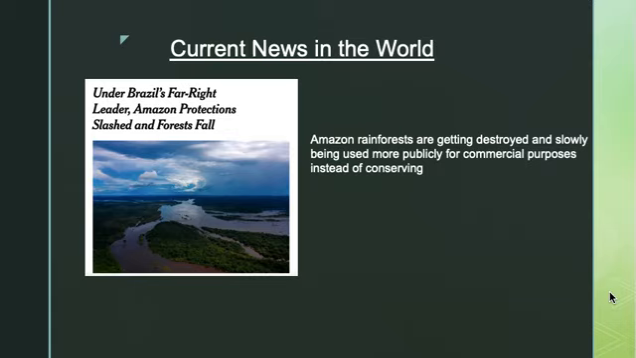Current news in the world. Ever since Jair Bolsonaro became the new president of Brazil, many parts of the Amazon rainforest have been destroyed due to the idea of interrupting economic growth. He has also stepped back in regards to fighting for environmental rights and protecting these forests by not giving fines or other types of punishments when laws have been broken.